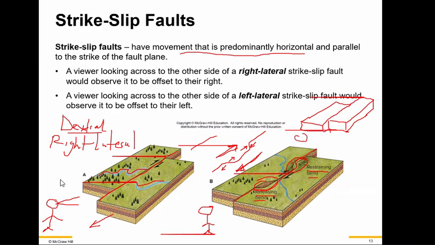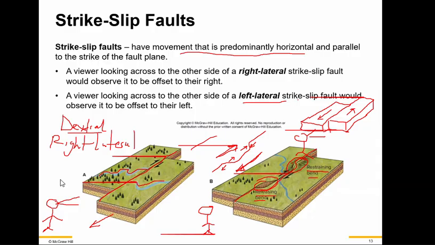And you are the observer, and you're trying to observe this rock. You can see that the left block is clearly coming towards you, and this right block is going away from you. This is what we call left lateral. You can see it's the opposite of what is going on here.